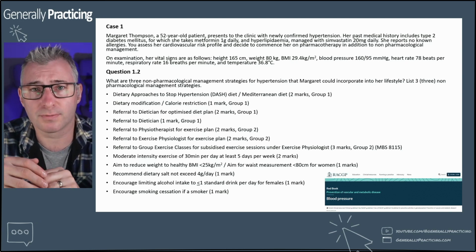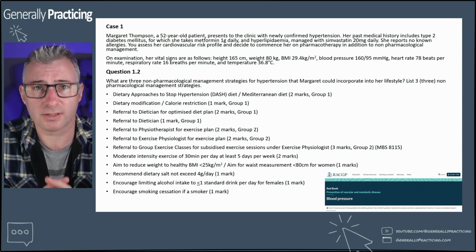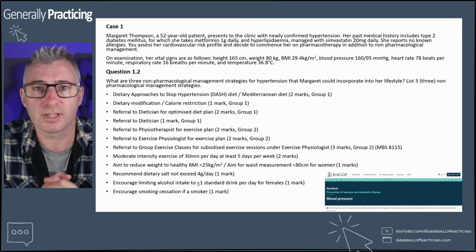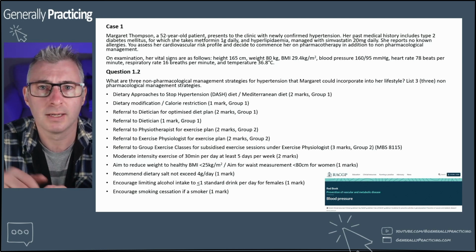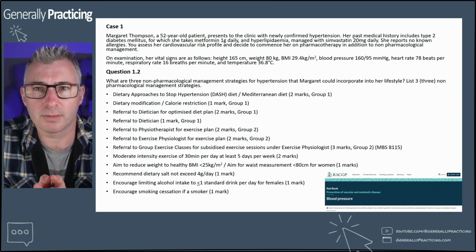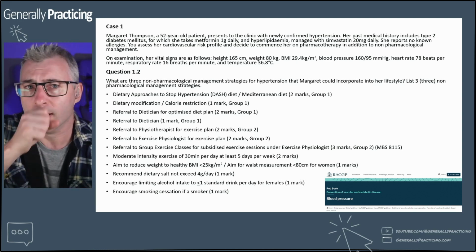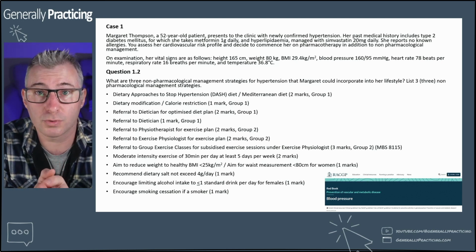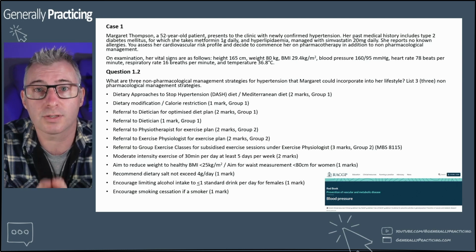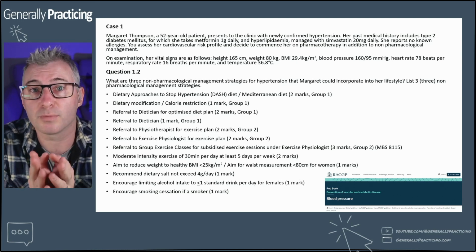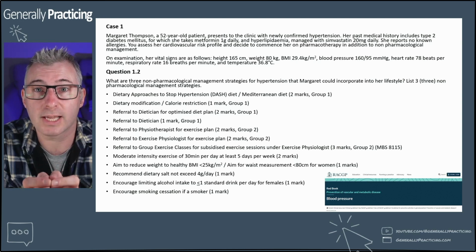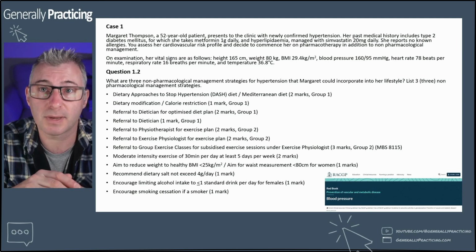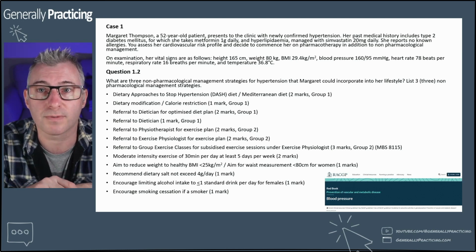An important part of lifestyle modification is things like an exercise plan, so referral to either a physiotherapist or an exercise physiologist, and again specifying for exercise plan. And there is a little trick here which I think a lot of people aren't aware of or keep forgetting. If you have a patient who is diabetic and you refer them to an exercise physiologist, if they believe they would benefit from a group exercise class, they can actually get 8 additional sessions in addition to the EPC referrals to participate in those exercise plans as MBS 8115.